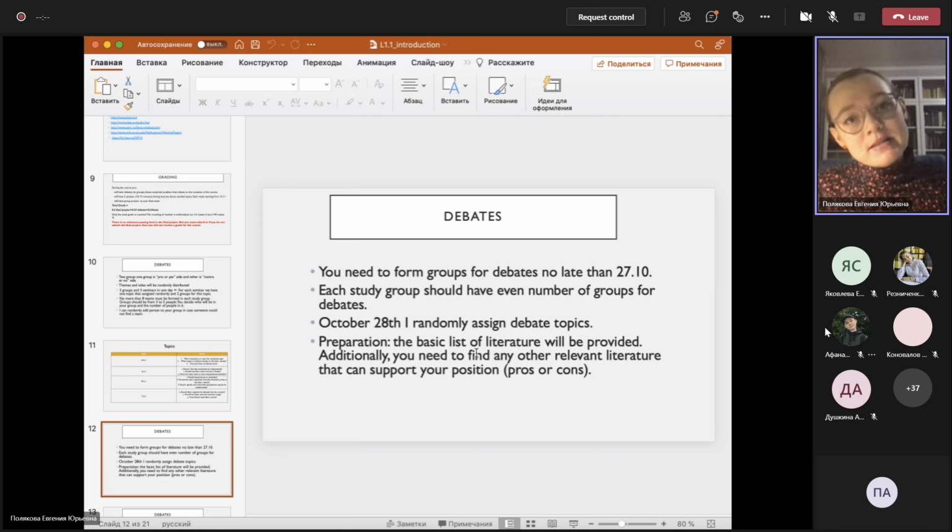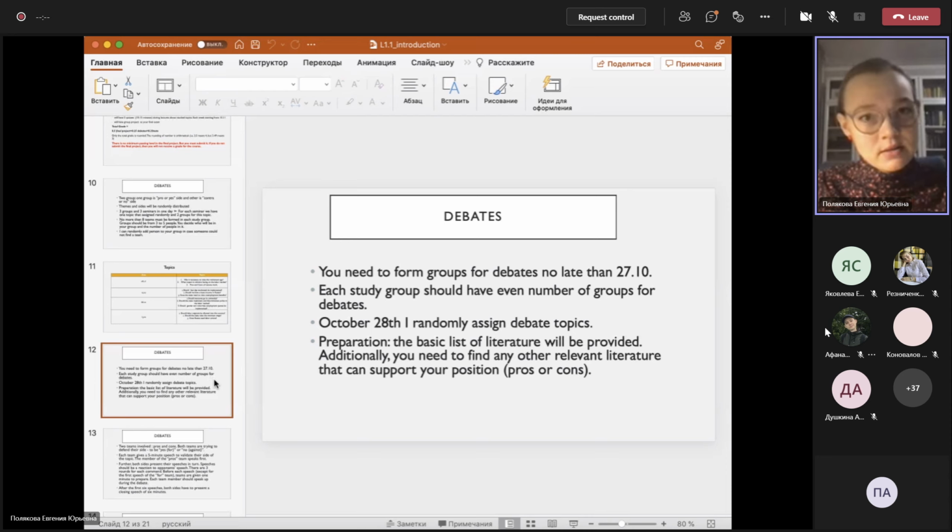Basically these articles may contain the pro arguments and the counter arguments, because in order to participate in a debate you need to understand the arguments of the opposite commands. I think at least one time in your life you watched debates on TV, for instance. It's something like that. You need to defend your position. Of course, you need to find any other relevant literature that can support your position. It can be news. It can be real cases. I will talk about the arguments a bit later.